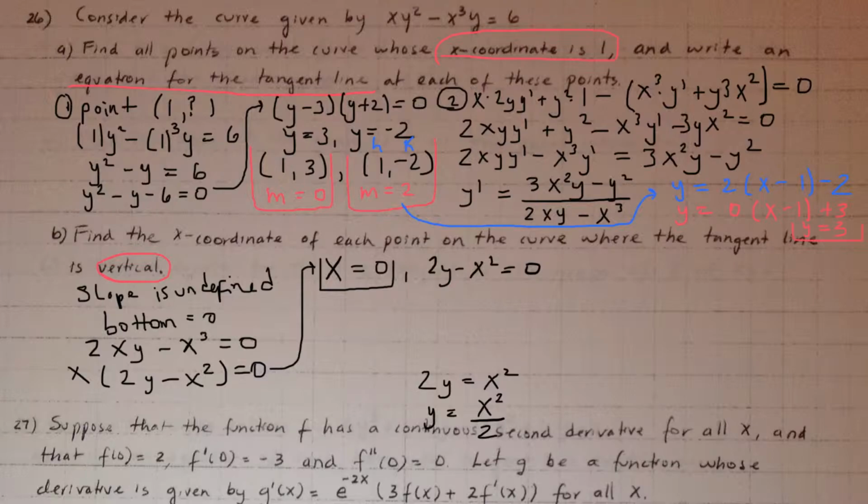But that doesn't give me any y values. So what I have to do now is go to the original equation and plug in y equal to x squared over 2 and figure out what the y value would be. So here's the original equation up here. I'm going to take this y, plug it in for every single y value, and try to get an answer for x.